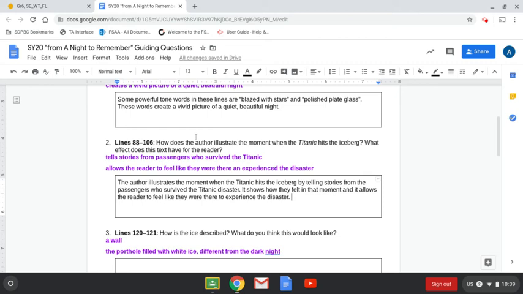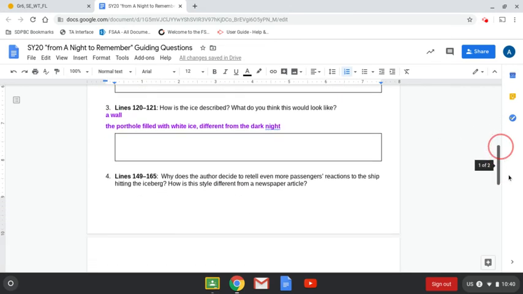All right. Did I answer both parts of the question? Yes. Did I use question stems from the question to combine with my answer? Yep. And do we have 2 complete sentences? Looks good. So the author illustrates the moment when the Titanic hits the iceberg by telling stories from passengers who survived the Titanic disaster. And it shows how they felt in that moment and allows the reader to feel like they were there to experience the disaster. So for the last 3 questions, you're doing the same thing. And I'll even enter this to the next page for you.